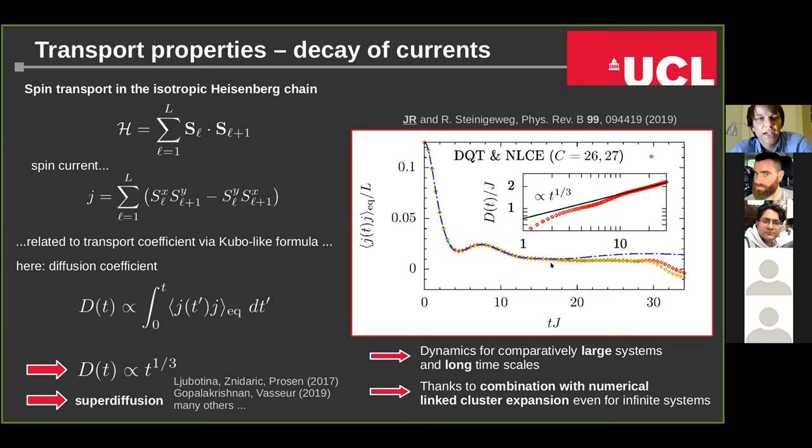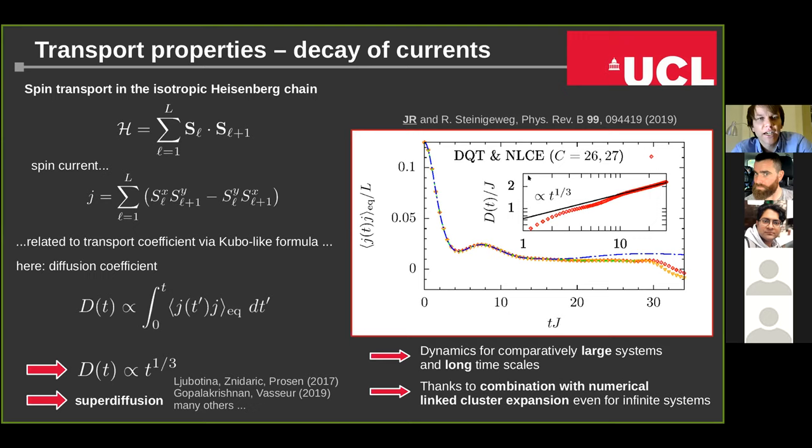We combine this typicality method with another numerical approach, which is called numerical linked cluster expansions. Unfortunately, I can't go into too much detail here, but the important point is that we now not only get data for finite systems, but even for systems in the thermodynamic limit, so infinite lengths. And when you now take this current correlation function and do the integral, then you get the diffusion coefficient, which is shown here in the inset.